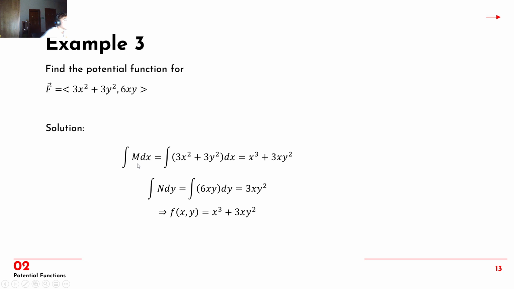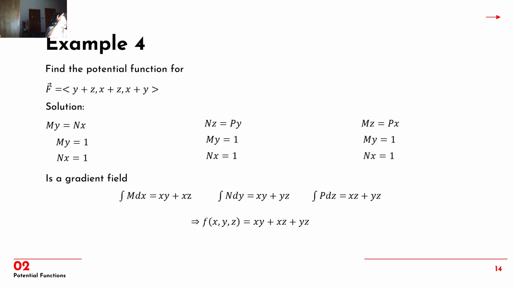So we integrate M dx, we got x to the power 3 plus 3xy to the power 2, and we integrate N, which is 6xy dy, we got 3xy to the power 2. So we can see that this first term is unique and the second term of M and N is the same, so we just need to take only one. So the final potential function is f of x and y, we got x to the power 3 plus 3xy to the power 2.